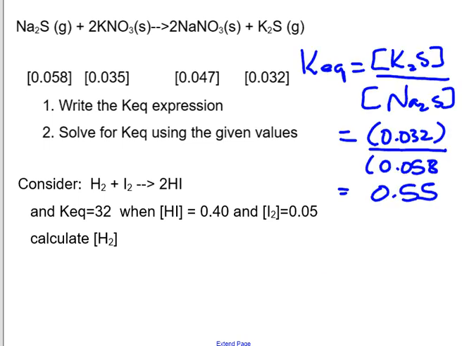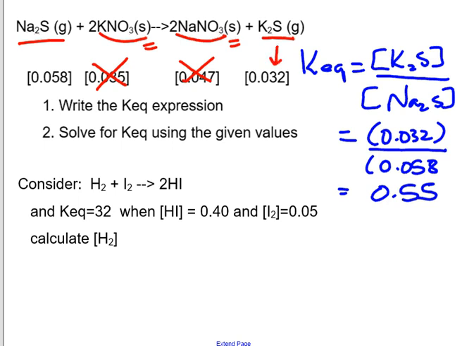In the first example, the equilibrium constant will be products over reactants. I only include the K2S and the Na2S because my sodium nitrate and my potassium nitrate are in the form of solids. Solids and liquids are not included in equilibrium expressions. So, like I warned you earlier, these numbers are here only to see if you're paying attention.